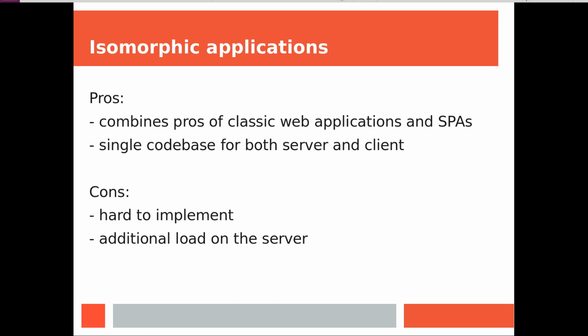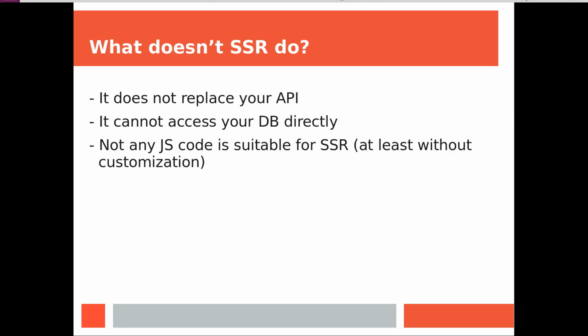You should also understand what isomorphic apps do not do. They do not replace your API. They are responsible for generating HTML on the server and synchronizing this HTML with the client-side components, but they nevertheless should rely on some API layer. And of course it must be done on the server. So isomorphic applications are not about it. They also cannot directly access your database. Yes, of course, they can access some in-browser databases, but they cannot access your server-side database. So again, you would need some server-side layer to access your data.